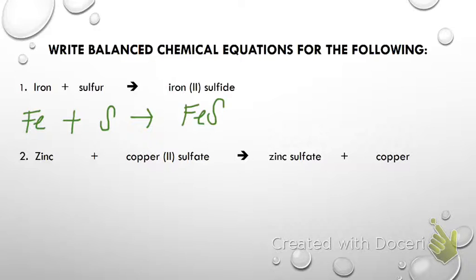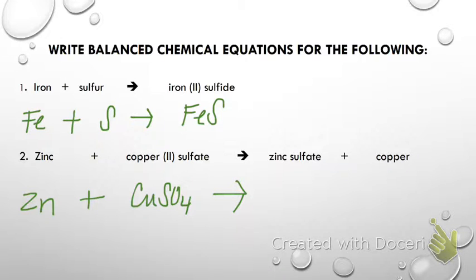All right, zinc. How do I write zinc by itself? Zn. No, not 2 plus. Just zinc. By itself, zinc does not have a charge. This is an element. Okay? How do I write copper 2 sulfate? CuSO4.